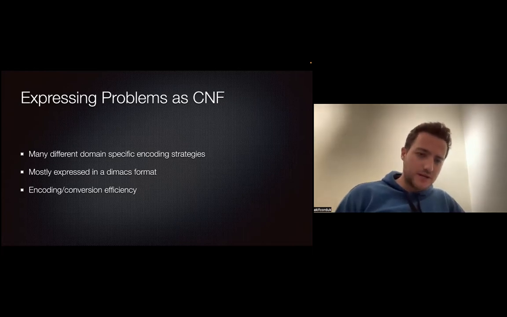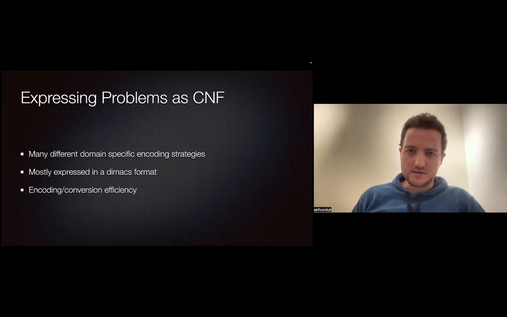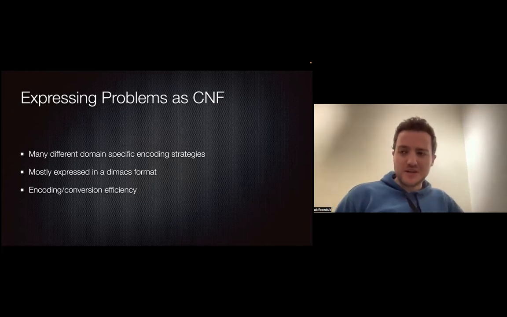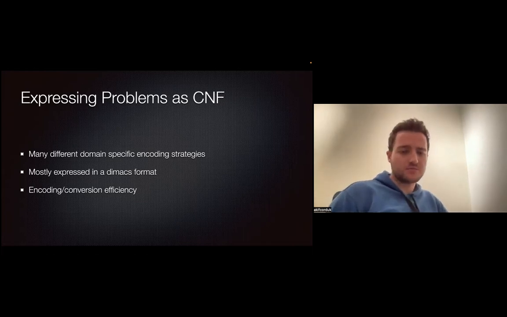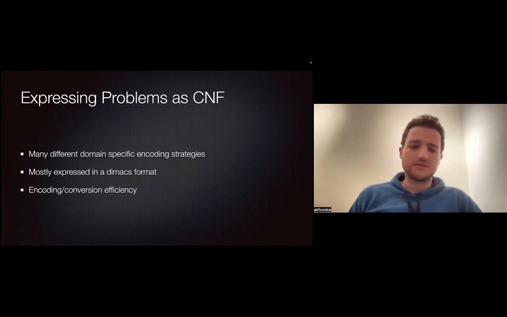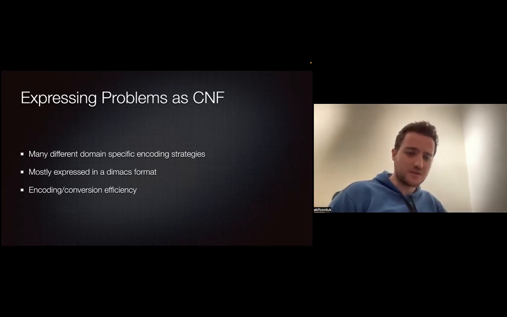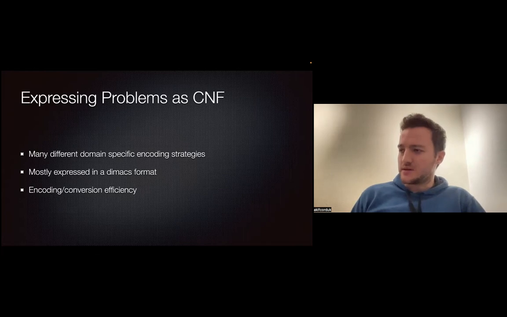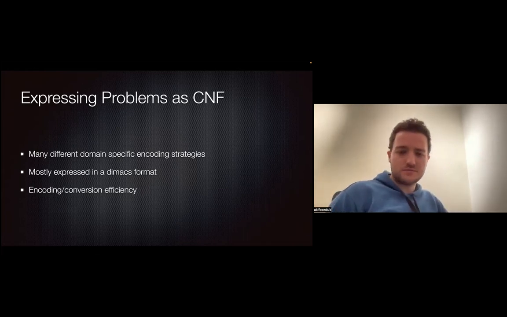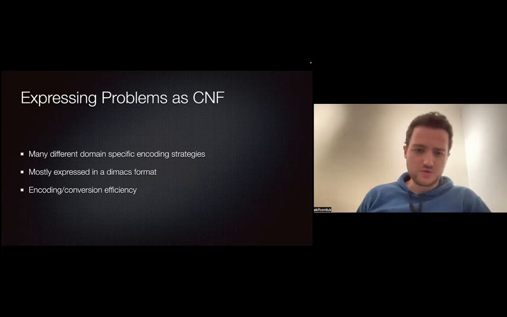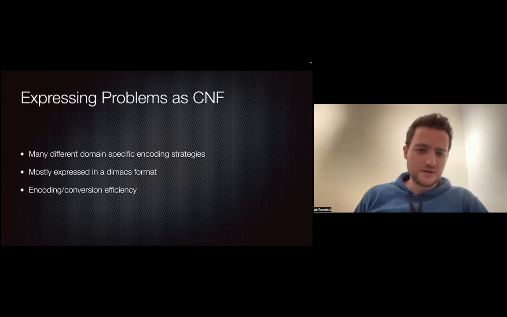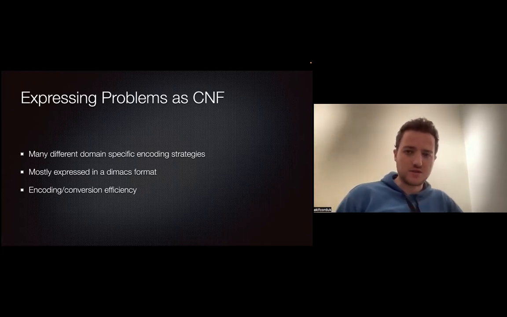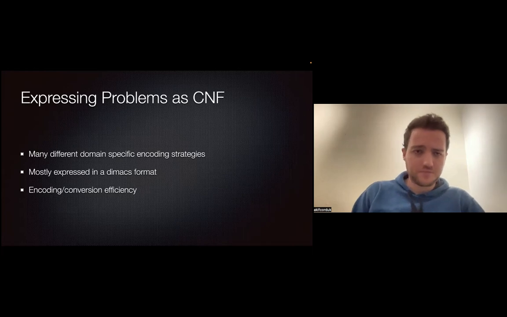There's also an issue of encoding and conversion efficiency. Even if you can convert a problem to CNF, like a SAT problem, it might be expensive to actually convert that problem to CNF. Sometimes it takes quadratic time or even more, and you might want to either avoid that or use a more efficient version. And the result also needs to be small so that the SAT solver can solve the problem.